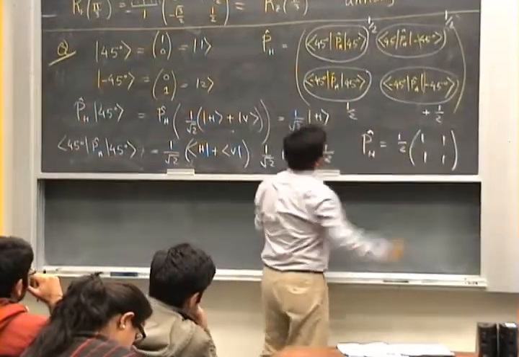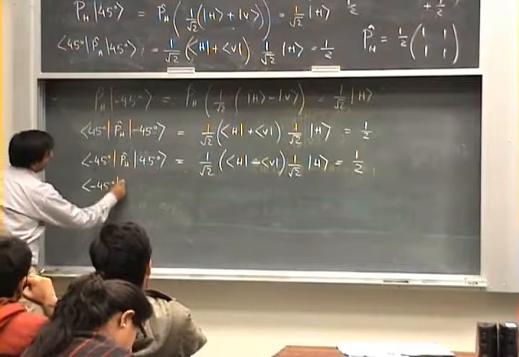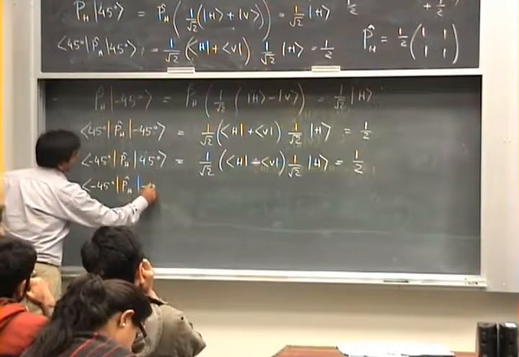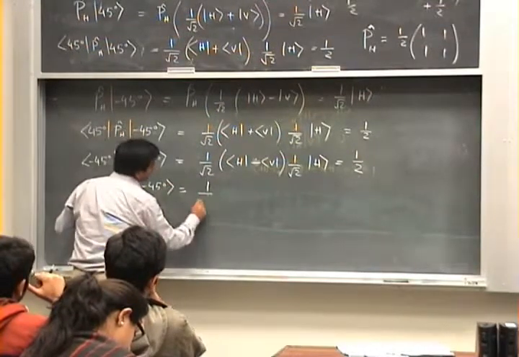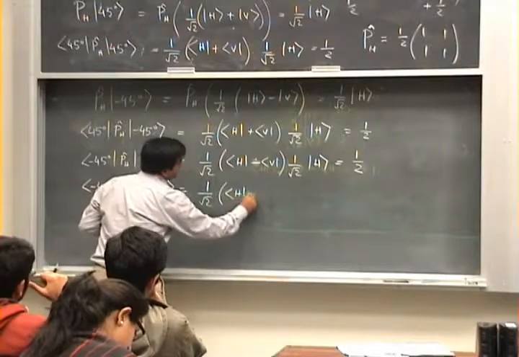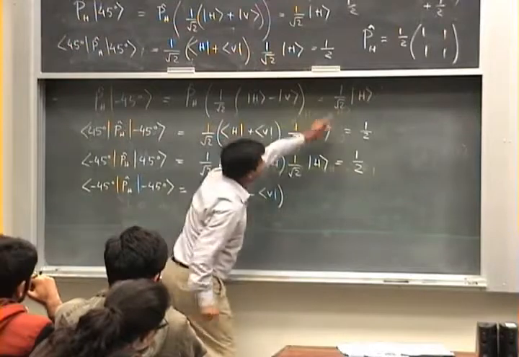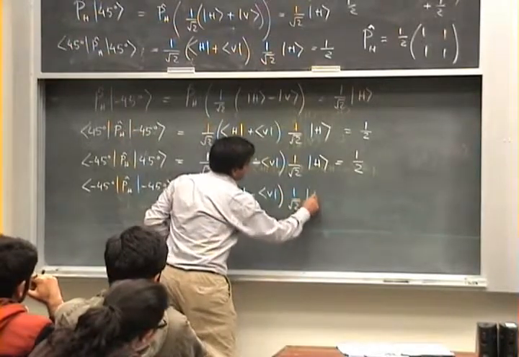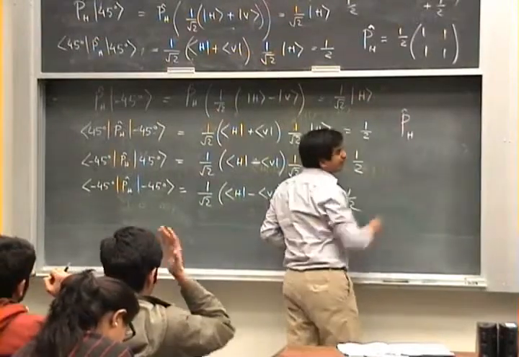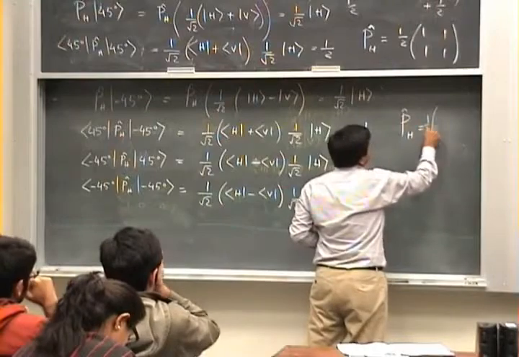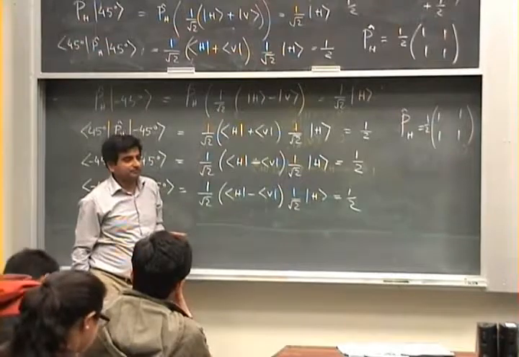Now let's look at this element. Minus 45 degrees pH acting on minus 45 degrees. Minus 45 degrees is 1 over under root 2 ket H minus ket V, and this I've calculated here. This is 1 over under root 2 ket H. So my result is 1/2. So the projection operator is represented by half in every location in the new basis that I've chosen.